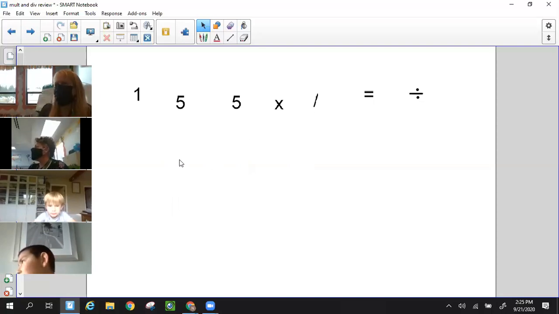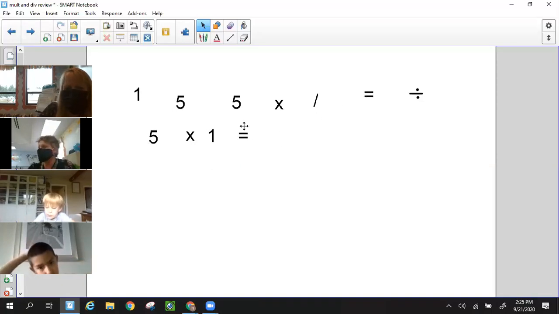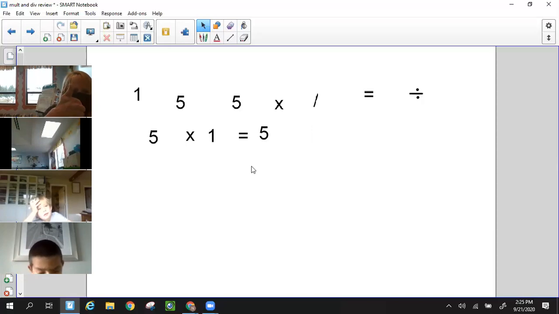Go for it, Madison. 5 times 1 equals 5. Okay, let me see in the classroom. Hold up your boards when you have it. Looking good. All right. Our factors are 5 and 1. The product is 5. Did you guys get that one at home?